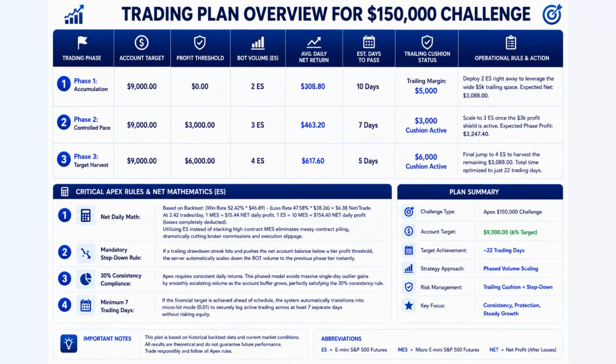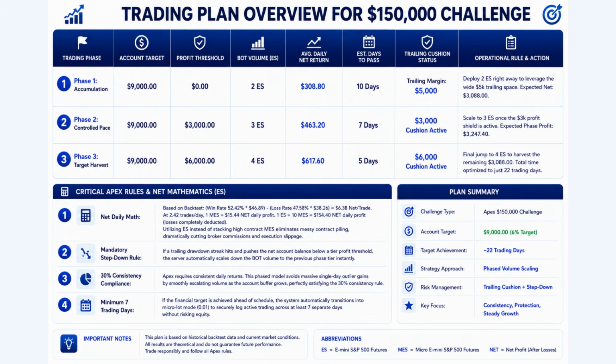For the $150,000 account with a $9,000 profit target, this plan takes advantage of the larger trailing drawdown allowance, allowing traders to start with a larger position size and potentially shorten the time required to pass the evaluation. The plan is divided into 3 stages.